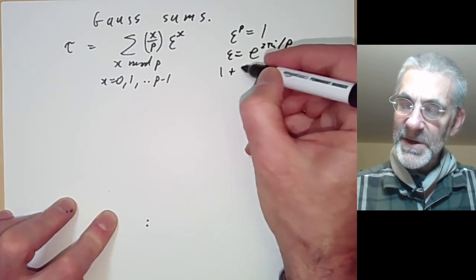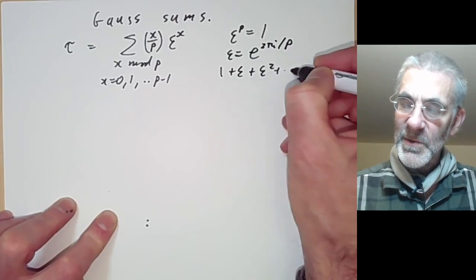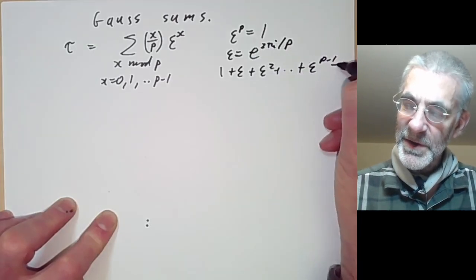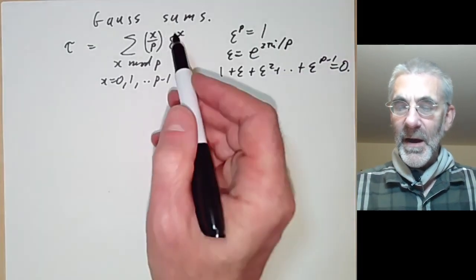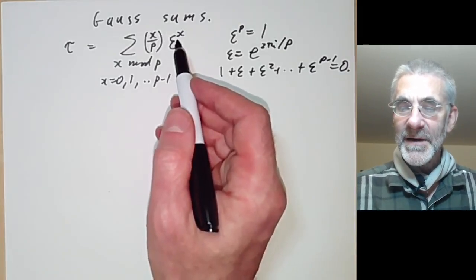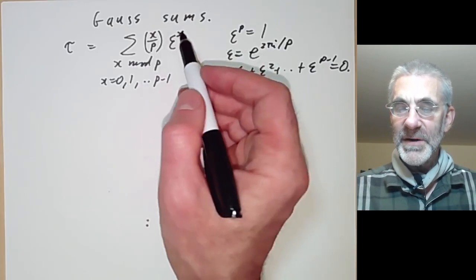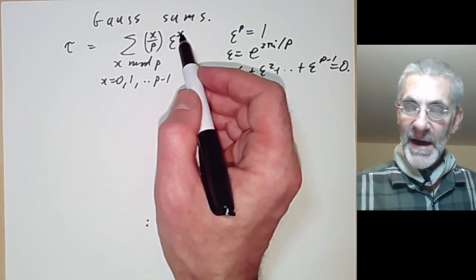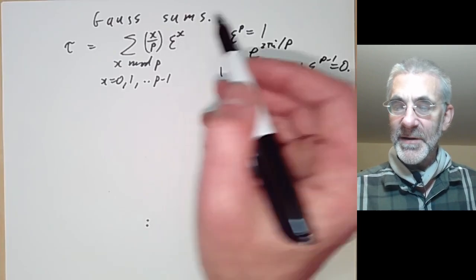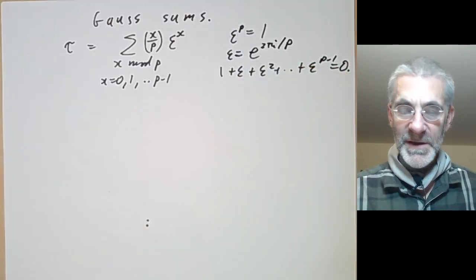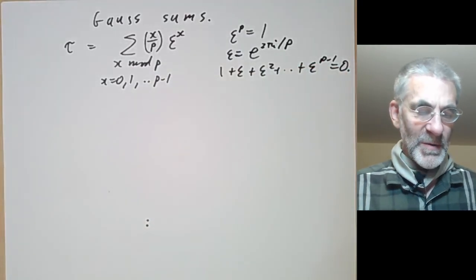And so in particular, 1 plus epsilon plus epsilon squared and so on, plus epsilon to the p minus 1, is equal to 0. And now we notice that epsilon to the x is actually well defined, even though x is only defined mod p, because if you add a multiple of p to x, this doesn't change epsilon to the x, because epsilon to the p is equal to 1. So Gauss sums are well defined.